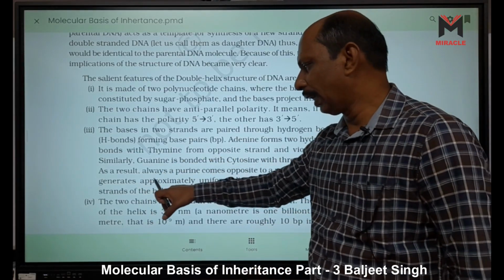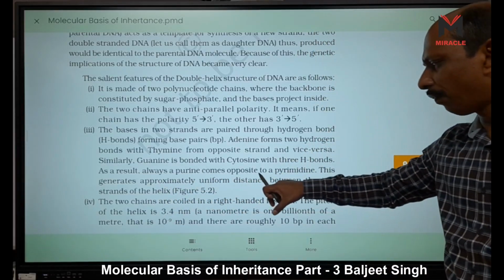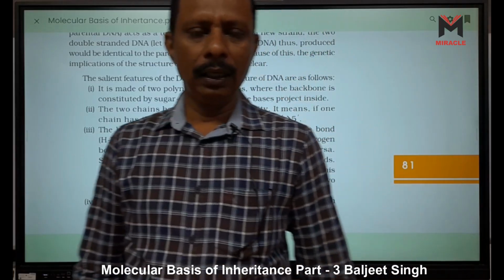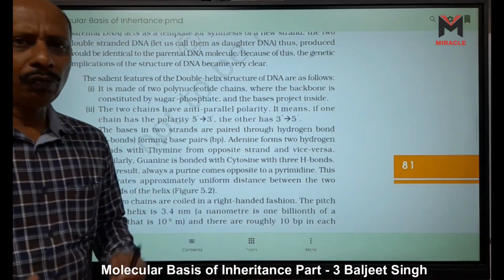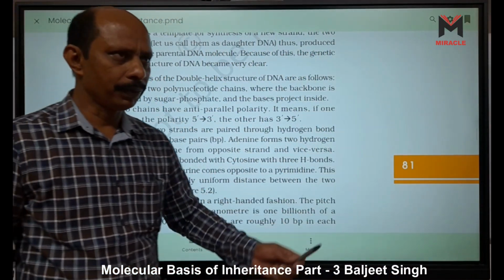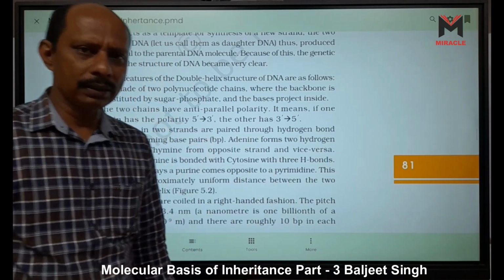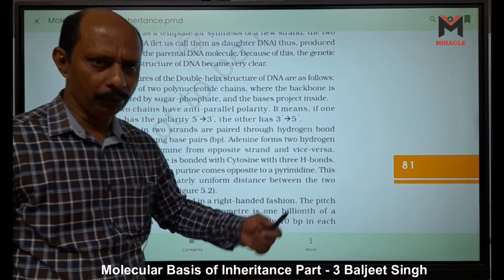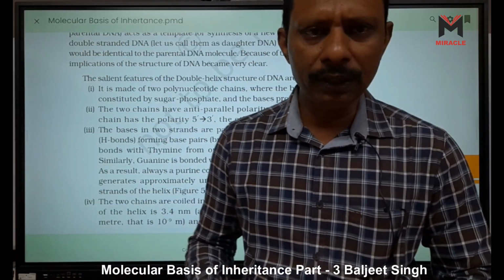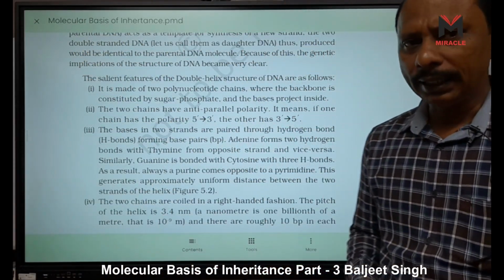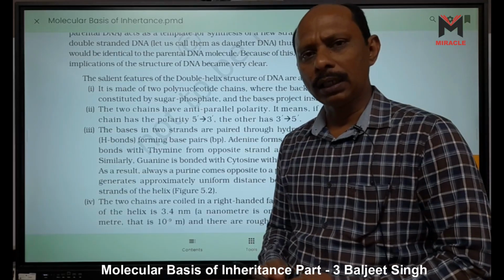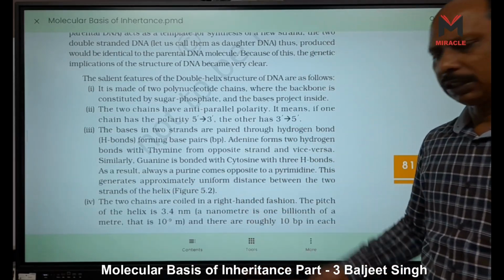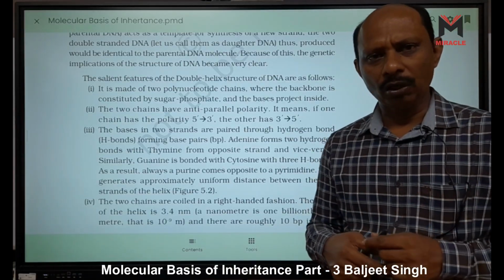This generates an approximately uniform distance between the two strands of the helix, right? Who is responsible for the uniform distance? The purine and pyrimidine always come opposite to one another. That's why, and Chargaff's equilibrium law is also responsible for this uniform distance between the two strands of DNA.